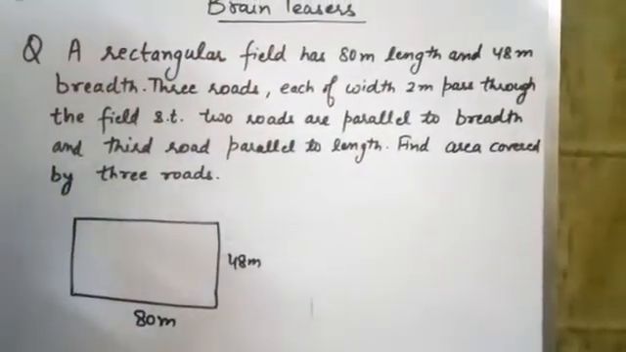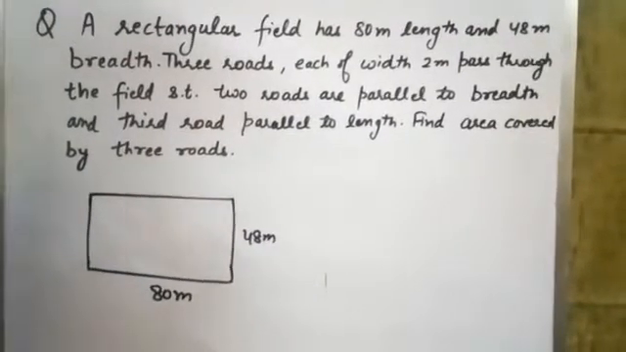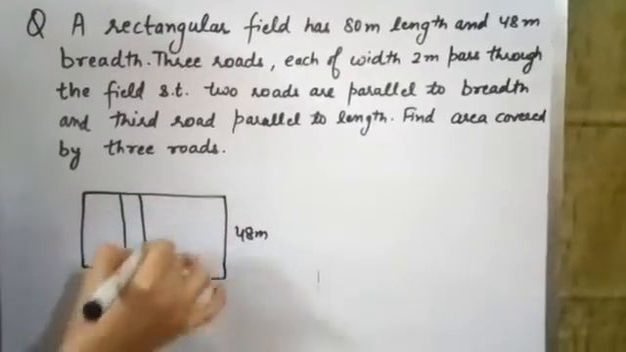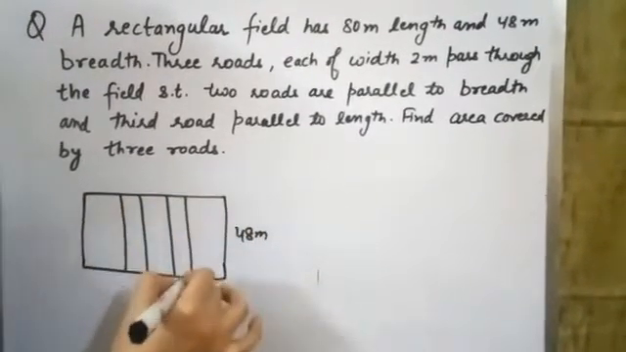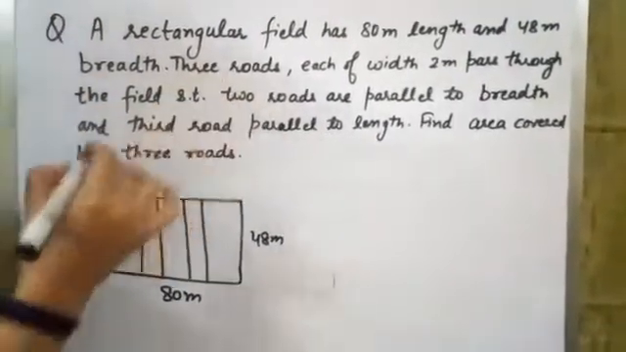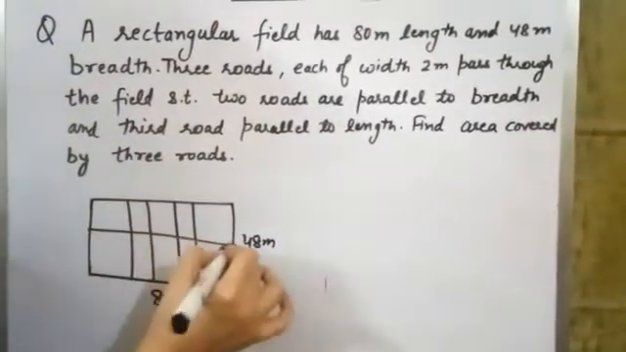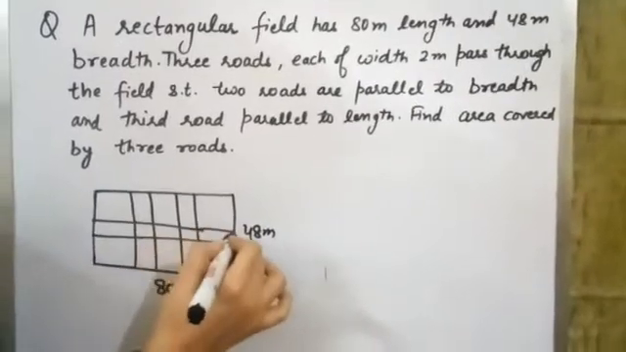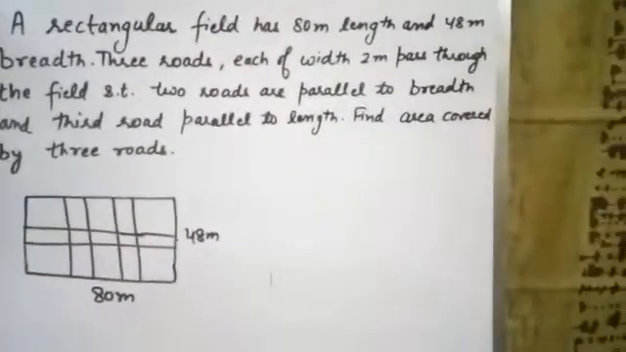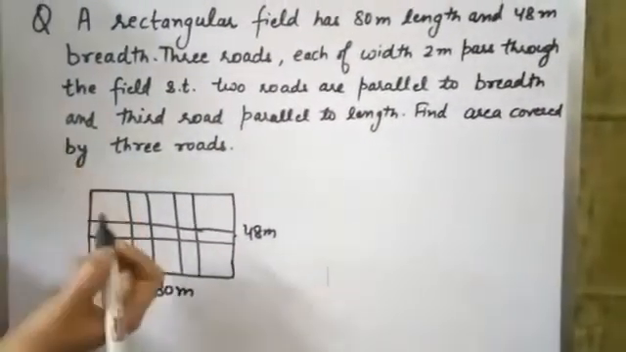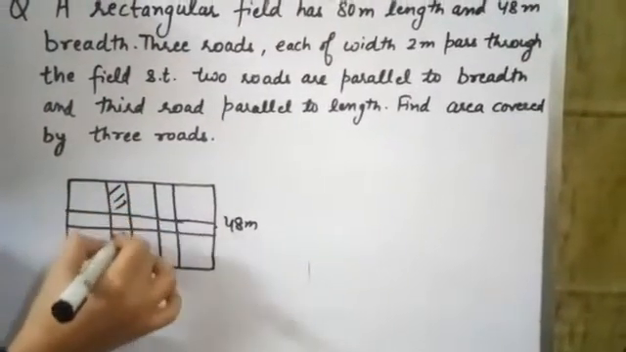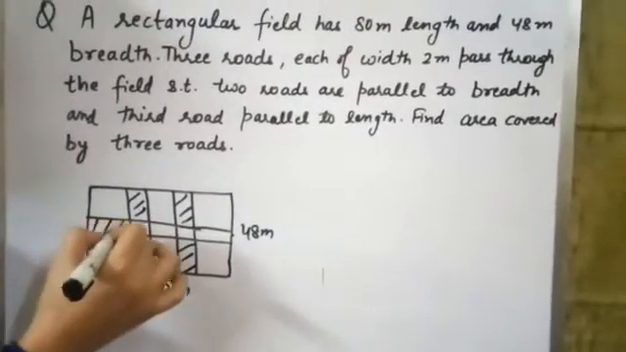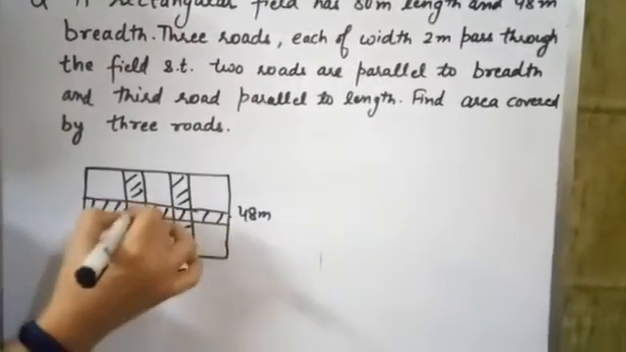Three roads, each of which is 2 meter wide, pass through the field such that two roads are parallel to the breadth. One road, the second road. These two roads are parallel to the breadth and the third road is parallel to the length. This is the third road. Now you have to find the area covered by these three roads. First row, this area, second row, this area, and the third row, this area, this complete area.